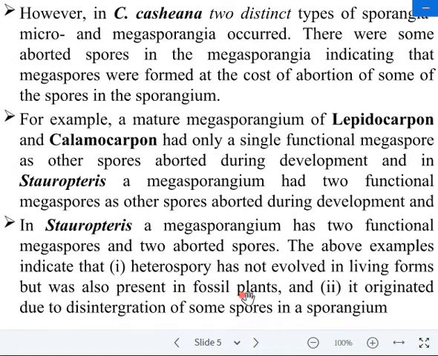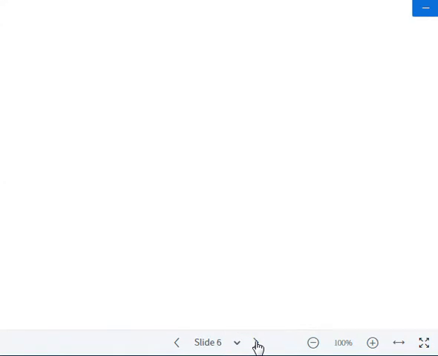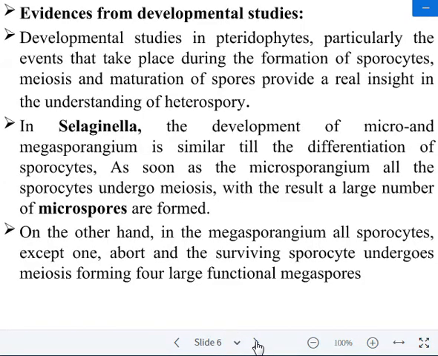form. Mostly the fossil ferns indicate the heterosporic tendency. It originated due to disintegration of some spores in the sporangium. It means heterospory is always indicating the abortion of some spores within the sporangium. All the spores which develop within the sporangium do not become functional.